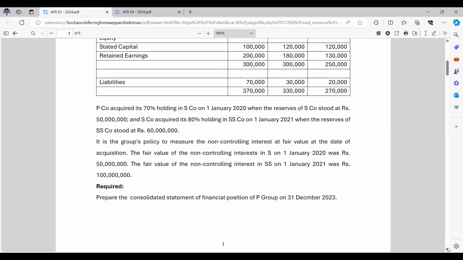It is given. P acquired 70% of S on 1st January 2020 when the reserves stood at 50,000, and acquired 80% of the holding in SS on 1st January 2021 when the reserves of SS were 60,000. It is group policy to measure the NCI at fair value. The fair value of the NCI in S on 1st January 2020, at the date of acquisition, is given as 50,000, and the fair value of the NCI in SS on 1st January 2021 is 100,000. Prepare the consolidated statement of financial position.